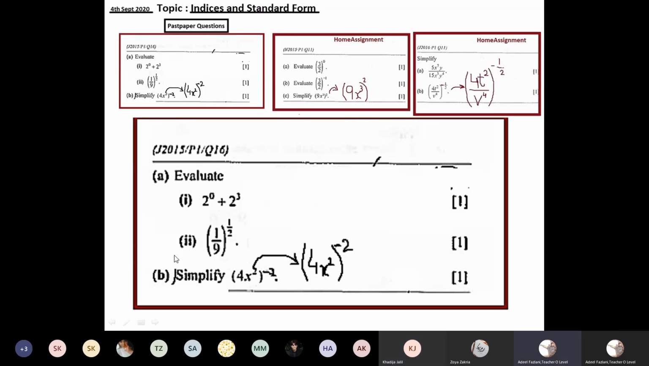Now, can you just give a little try to do this question? This is June 2015, paper one, question number 16. Now we are able to do the past paper questions directly. This is the last day of indices and standard form, because I'll be switching to the next topic, inshallah, by the upcoming week. This is a question that you need to attempt right now. After this, the next two questions are the home assignment, which you have to do using Microsoft Teams.